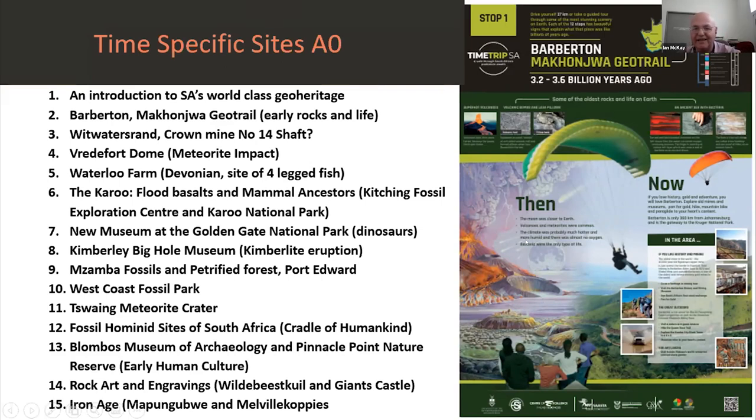And then we've got a then. What was it like back then? The big points. The moon was closer to the earth. There were bacterial mats. It was warmer and more humid and that kind of thing. The highlights of what it was like back then.